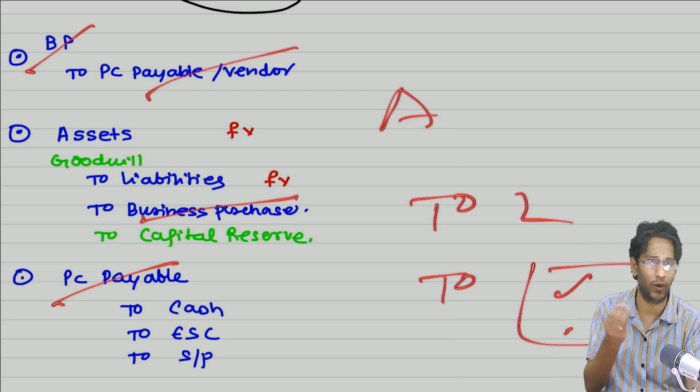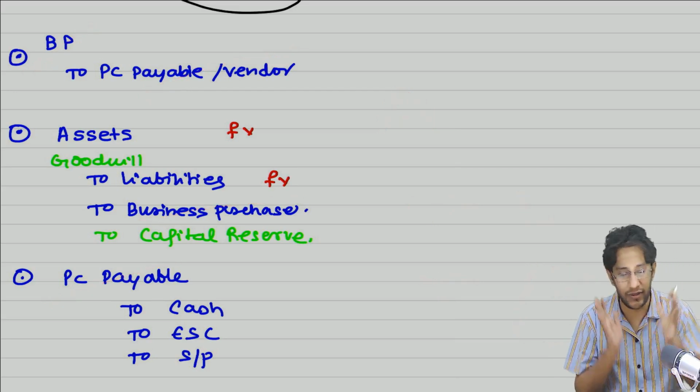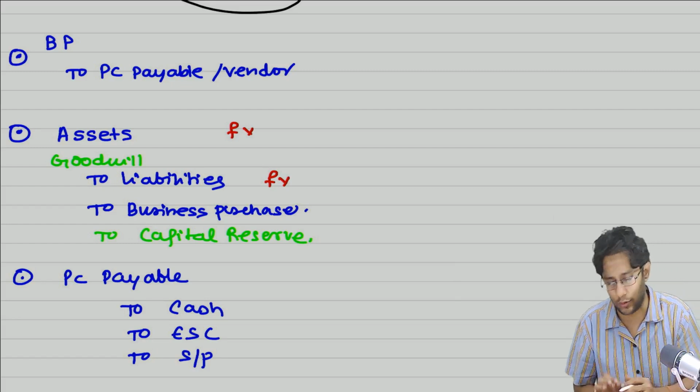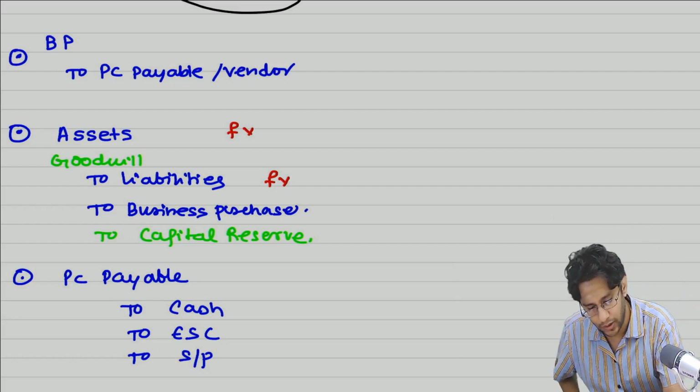The entry will not tally without goodwill or capital. So this is a broad entry. With this framework, if you start thinking, it's easy for you to understand this. Okay, now coming to the next one.